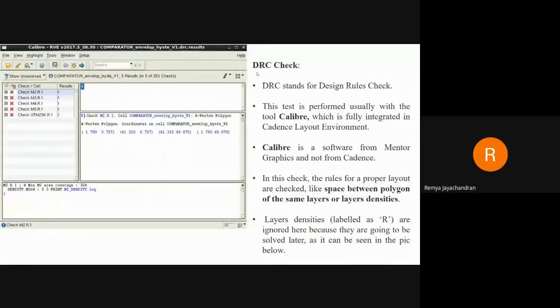Then we can go for the DRC check, that is, the design rule check. For that we can use the Calibre tool, which is software from Mentor Graphics. In that tool, the rule sets are already attached. The foundry will give the tool set with respect to that technology node. So in that you can do the DRC check in the Calibre tool. And you can see that here some errors are shown. This represents the density errors. In the initial stage, you can neglect this error.